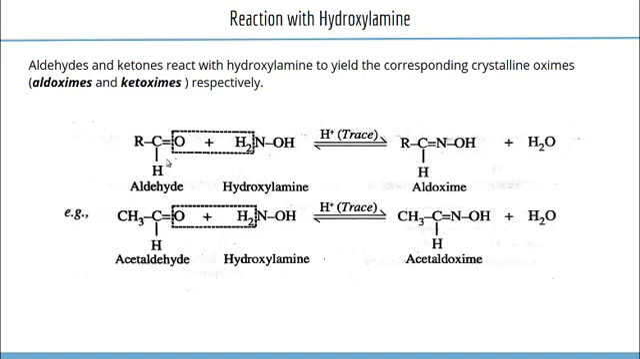So this is the general formula of aldehyde, RCHO, which on treating with hydroxylamine in the presence of acid we will get aldoxime. For example, acetaldehyde on treating with hydroxylamine we will get acetaldoxime. So in your exam, whenever you are asked to give the product acetaldoxime, you have to know the reactants: acetaldehyde and hydroxylamine. From acetaldehyde and hydroxylamine we will get acetaldoxime.